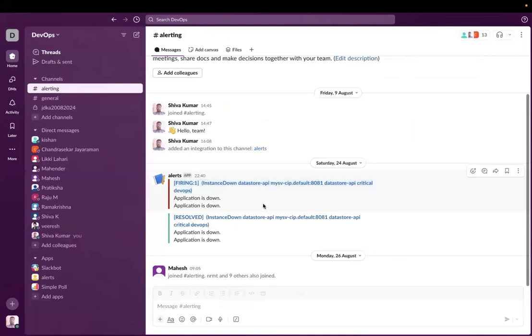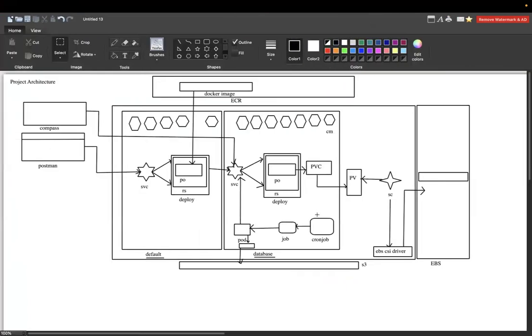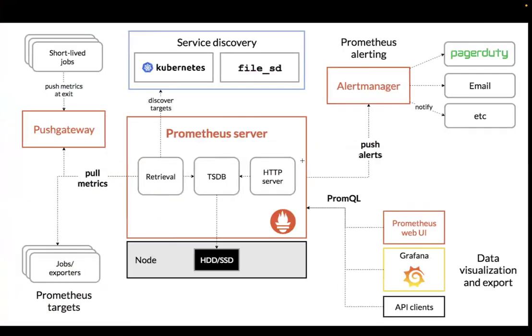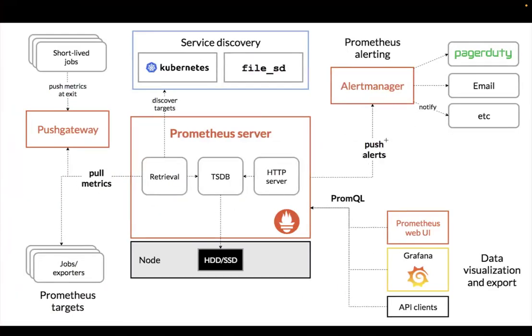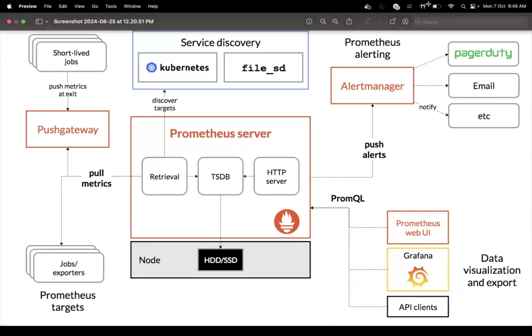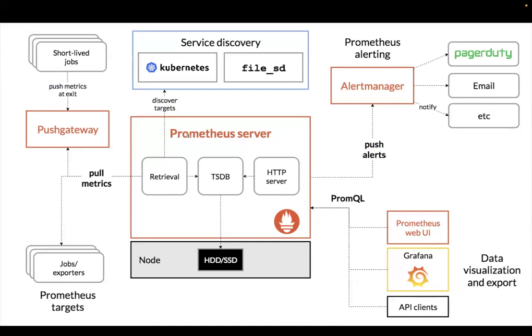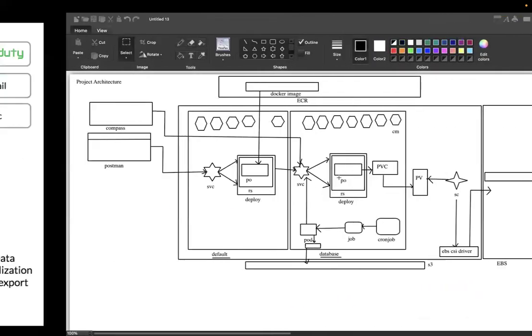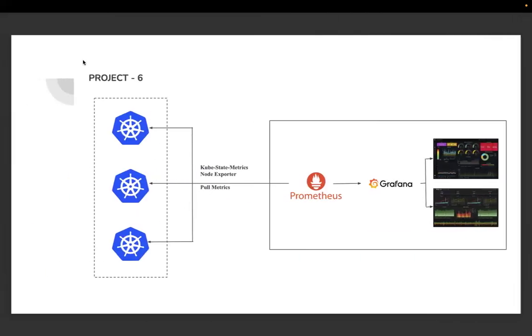Okay. So once the alert is resolved, once the application is up again, you will also get something called resolved, something like this. So like that, we will also do the alerting. Whenever the application goes down, you will get the alerts in your Slack channel or whatever you configure. Okay. So this is going to be our project number 6.